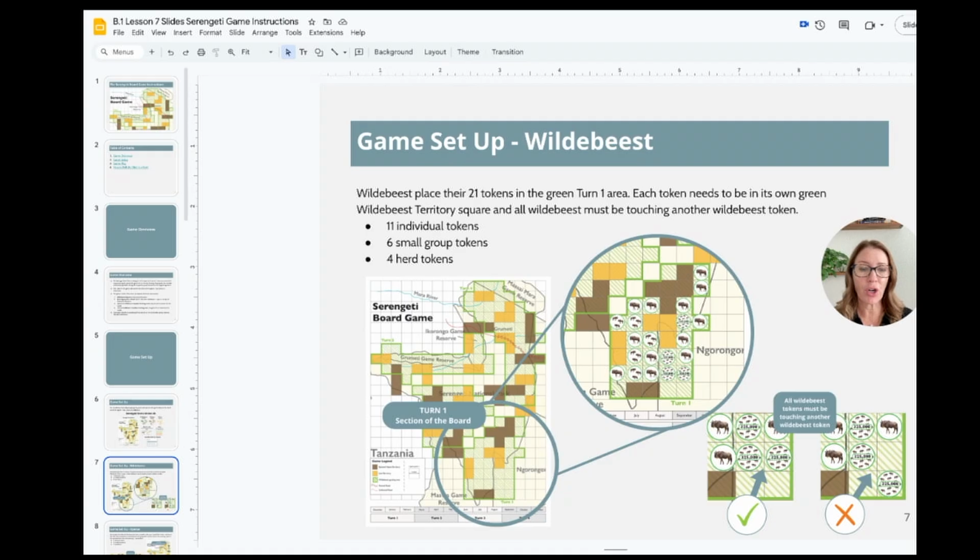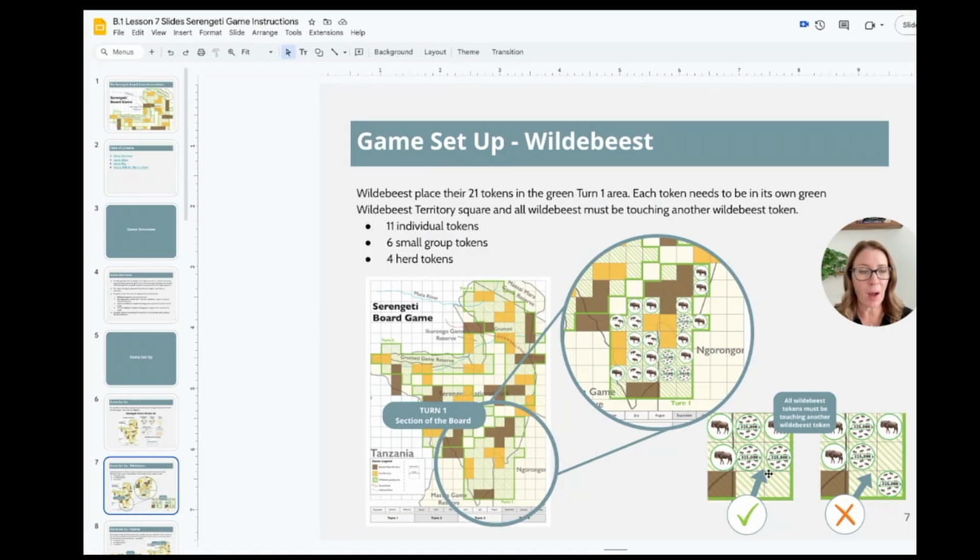Okay, next, we're going to set up the wildebeest first. Now, the wildebeest are going to go in the green territories. You can see it's kind of slashed. That means they're on the grass. They're eating the grass. And so you can see that this is season 1 down here. The outline of the green is right here. That is going to be season 1. This is where they start their migration.